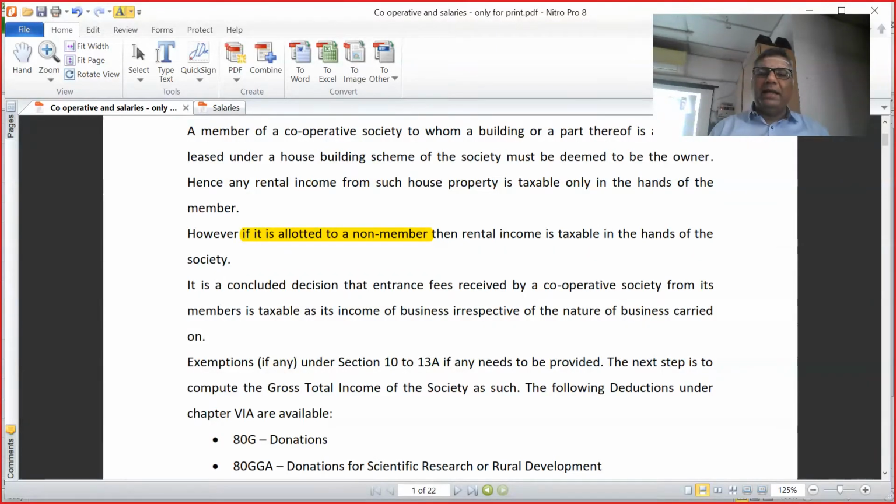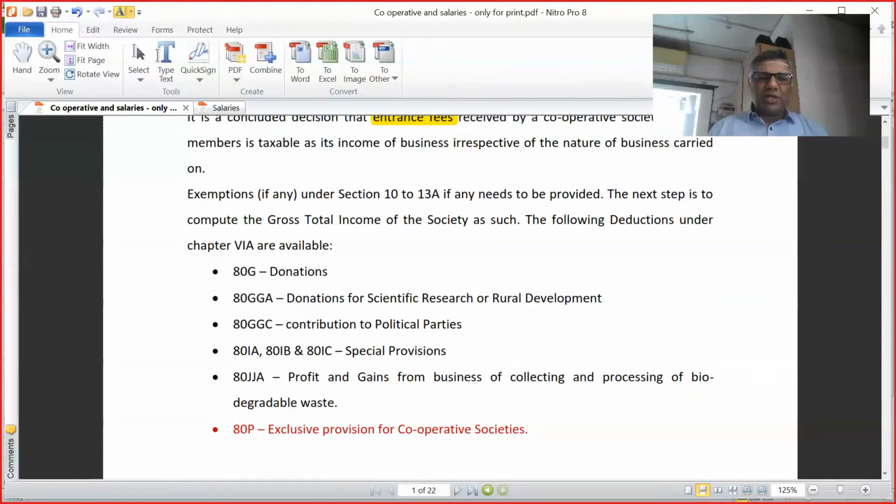So normally these entrance fees and all are business income. For a cooperative society, entrance fees received are their business income. But generally the transactions between a cooperative society and its members will not be taxable. Cooperative societies can enjoy these types of exemption, and this is the exclusive provision which we need to understand.